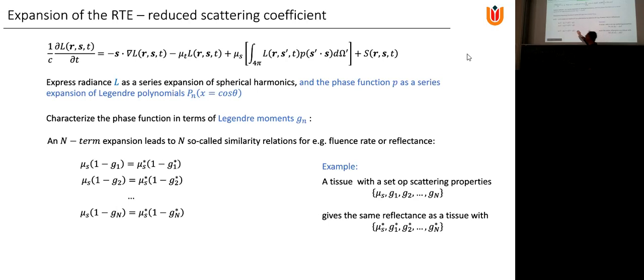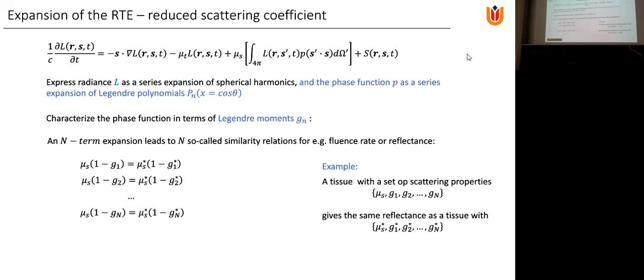So the point here was that if you have a certain combination of µs and g1, and take µs and multiply it with g1, if you can find two different values, µs star and g1 star, where the product is the same, then the fluence rate, the radiance, etc., will be exactly the same. So that is the similarity.